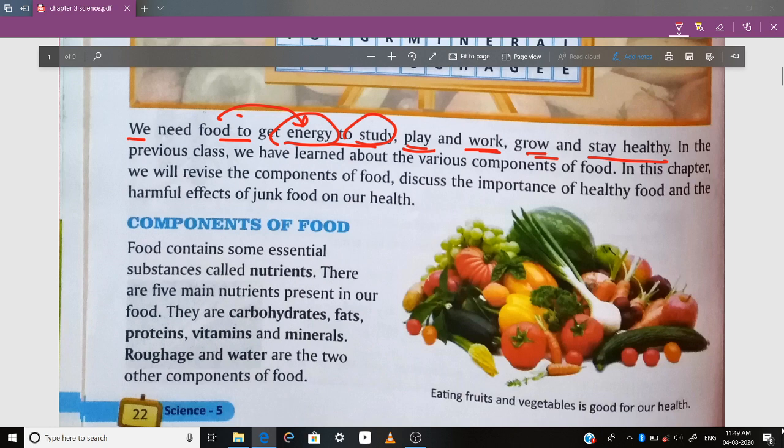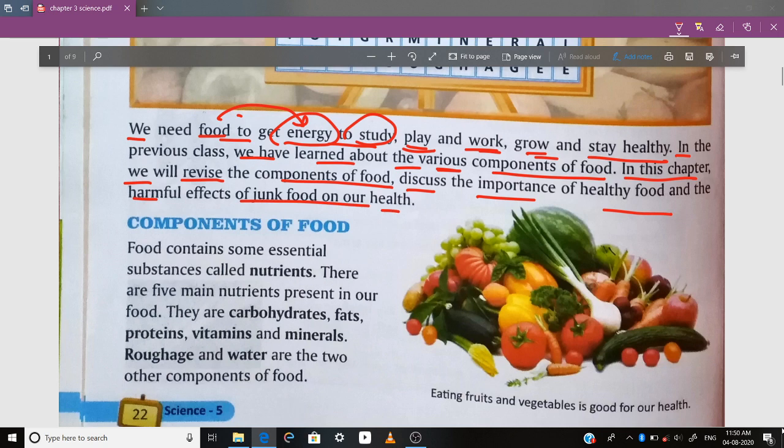And from where do we get this energy? We get this energy from food. In the previous class we have learned about the various components of food. In this chapter we will revise the components of food and then discuss the importance of healthy food and the harmful effect of junk food on our health.